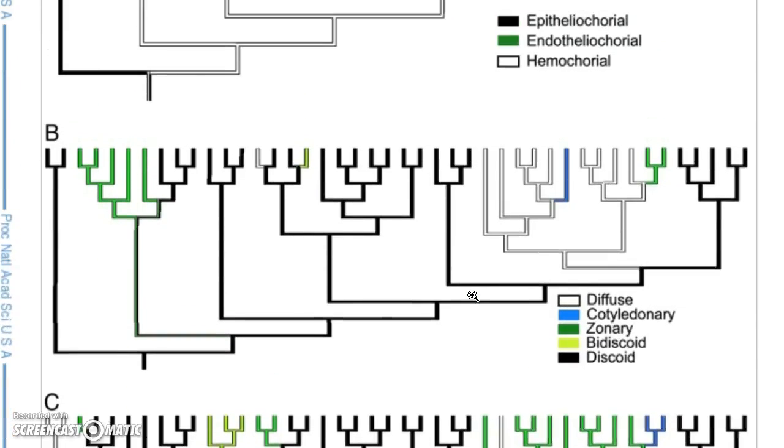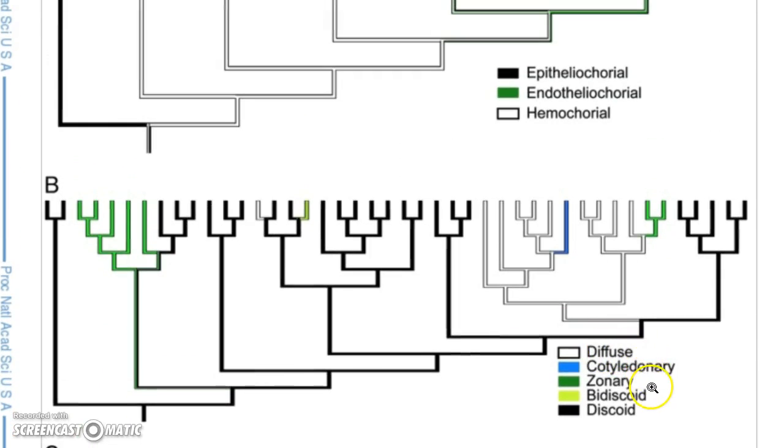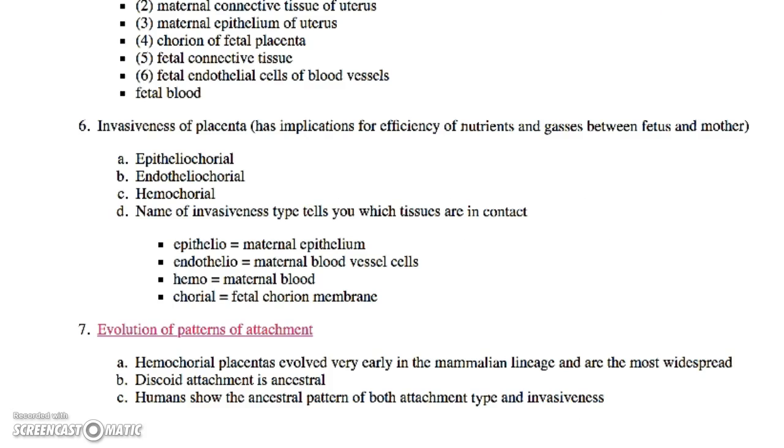If we look at the shape of the contact zones, the diffuse, cotyledonary, zonary, and then discoid or bidiscoid, we see that the discoid placenta type is ancestral, and all the others are more recent evolutionary innovations that happen within particular clades. So the bottom line there is that we as humans tend to show the ancestral pattern of both attachment type and invasiveness. We have hemochorial placentas with discoid attachment.